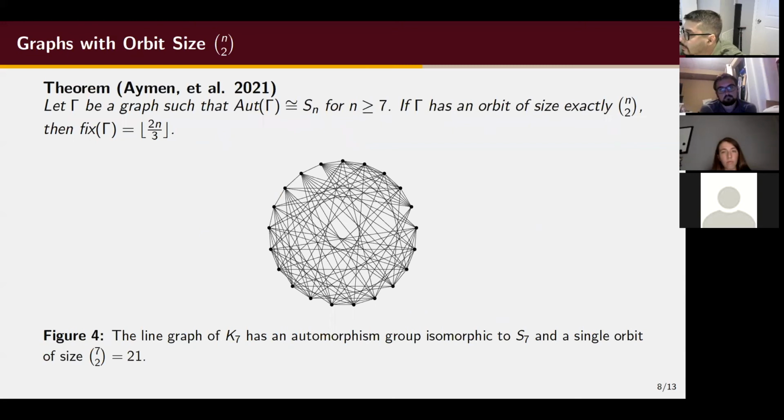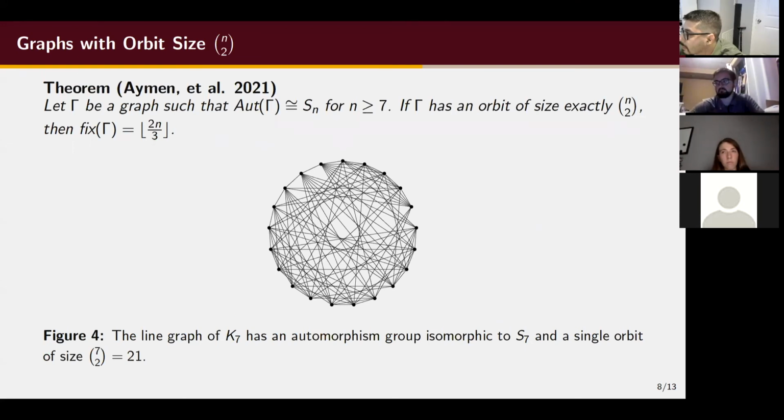So when we focused our attention on graphs that have an orbit size of exactly n choose 2, we proved that in that case, the fixing number of that graph, gamma, will be exactly the floor of 2 times n over 3.